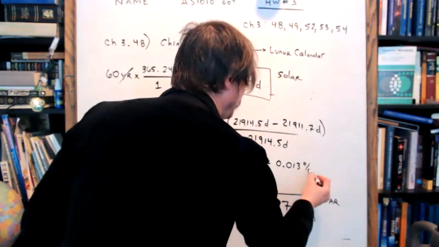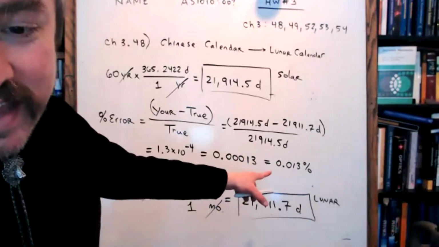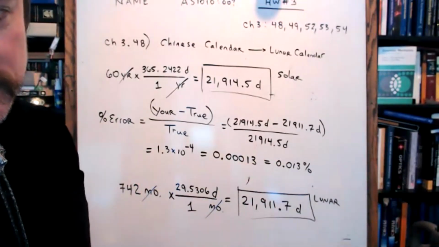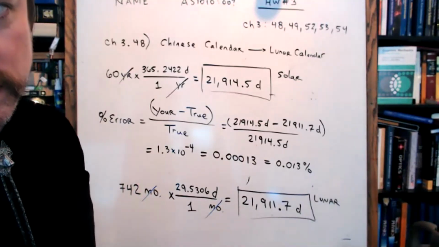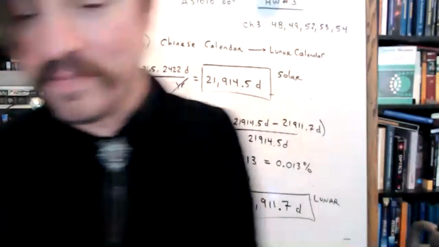0.013%. Now really impress me and tell me how to say that in English. How would you say that number in English? That's a thousandth, so 13 thousandths. 13 thousandths of 1%. Nicely done.